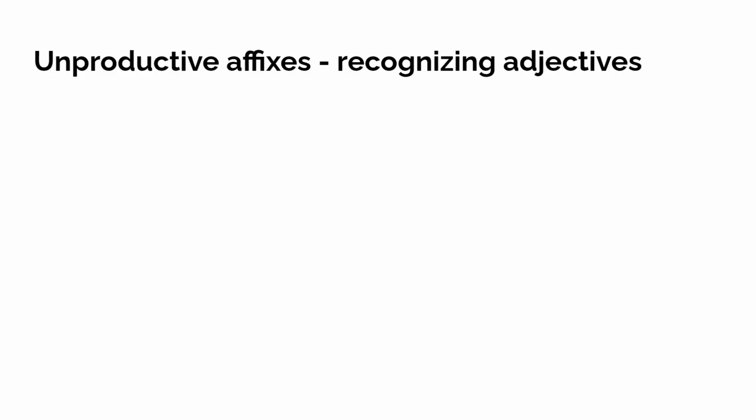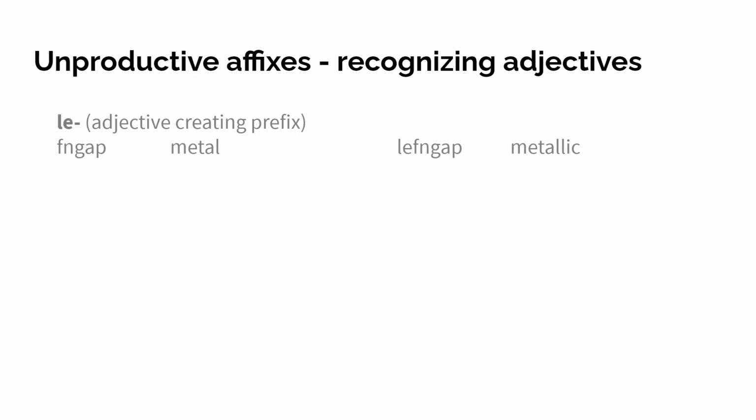But I promise you, we are now done with all the unproductive affixes that are nouns, but we have a few more. Let's look next at how to recognize some adjectives, because there are also some unproductive affixes that give us adjectives. First, there is le. It's just a general adjective creating prefix. Fngap, metal, le fngap, metallic. Hurrap, danger, le hurrap, dangerous.